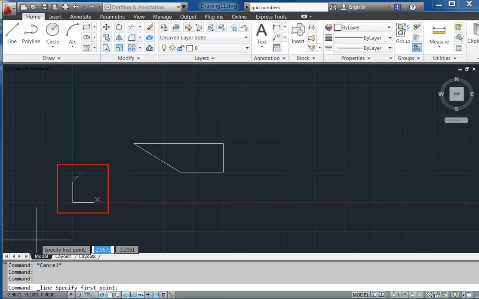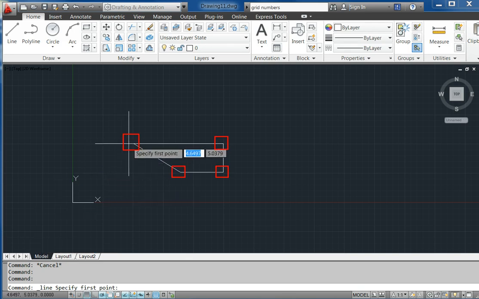The drawing area displays an icon representing the X and Y axes of a coordinate system called the User Coordinate System, or UCS for short. UCS is useful in 2D and essential in 3D drawings and modellings. The coordinate system is based on the Cartesian coordinate system, where all objects are defined by their coordinates.